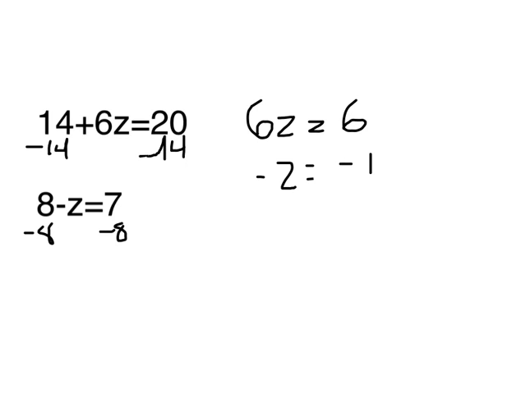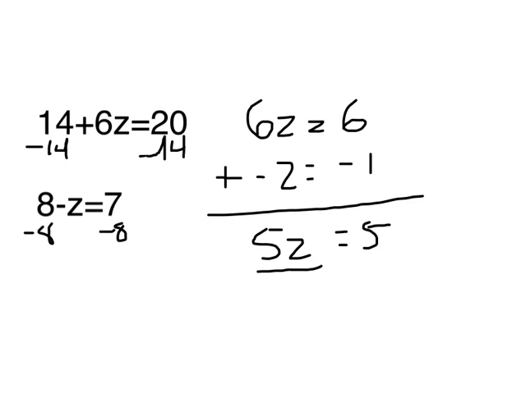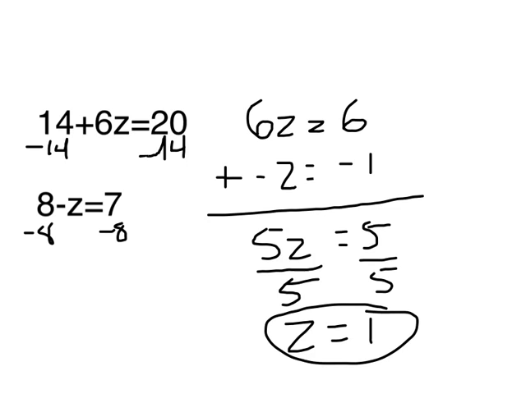Now what we're going to do is combine these two. We're going to add down. You're going to get 5z equals 5. And when you divide both sides by 5, you'll get z equals 1.